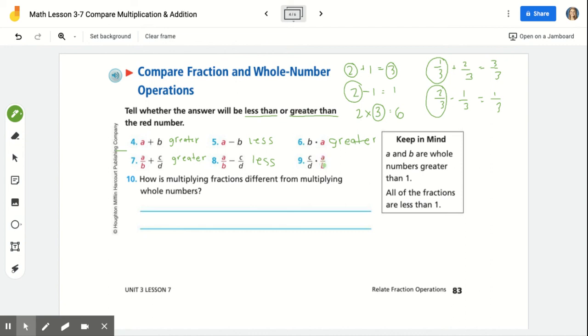And then number 9, CD times AB. So multiplying two fractions, are we going to get an answer that's greater than or less than each of the factors? This is where it gets a little tricky. In fifth grade, we need to understand that when we multiply two fractions, our answer is actually going to be blank than each of the factors. Well, let's replace it with 2/3 times 1/3. 2/3 times 1/3, let's go ahead and solve. We can't simplify, so just multiply across. And what do you get as your answer?